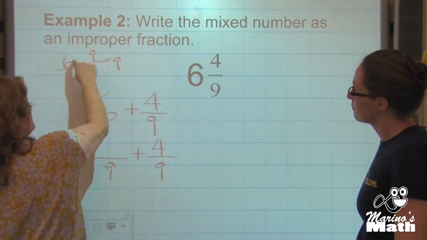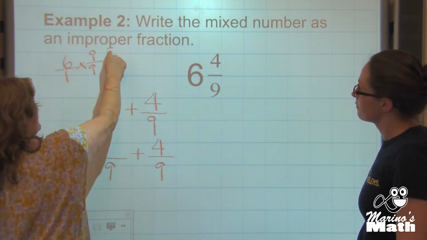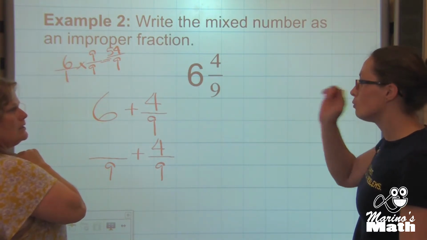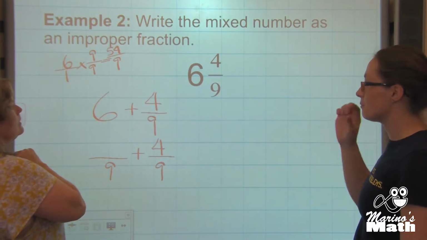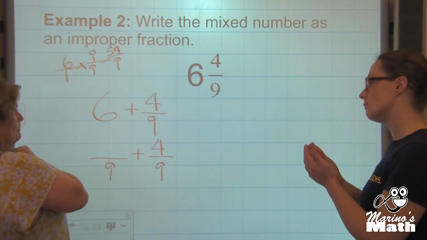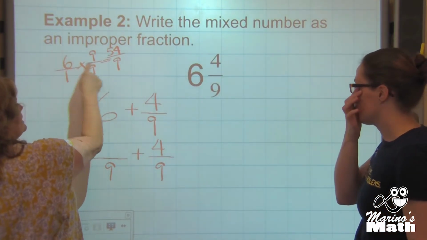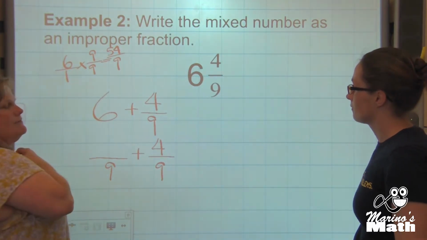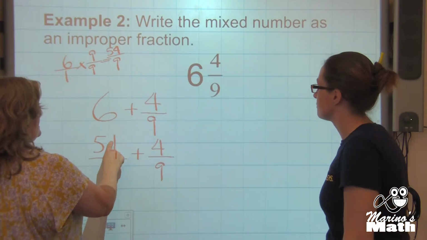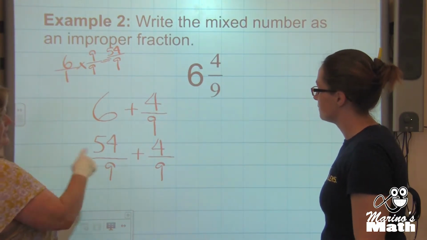Mm-hmm. And on the top, we'll have 6 times 9, which is 54. So, just one second. When I multiply my numerator and my denominator by the same number, it makes a new fraction, but those fractions are the same? Yep. 6 over 1 is equal to 54 over 9. All right. So I'm going to put the 54 over 9 on this side.